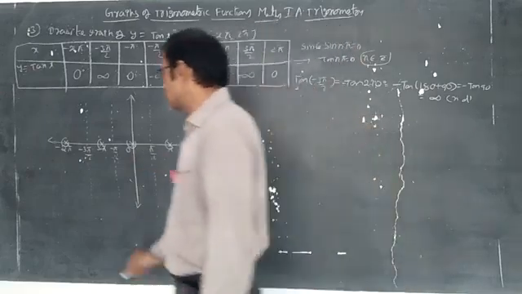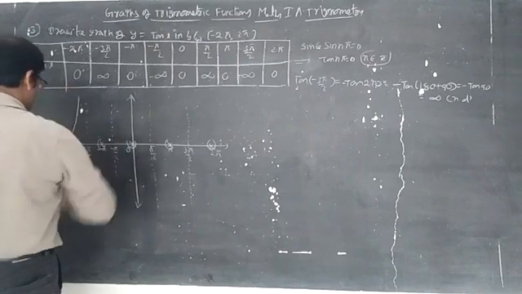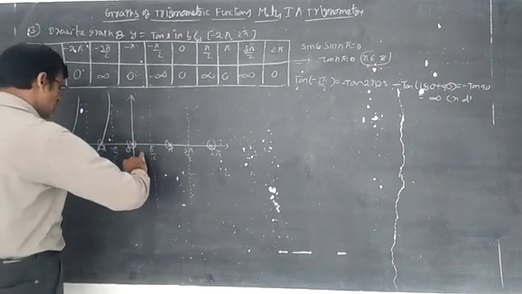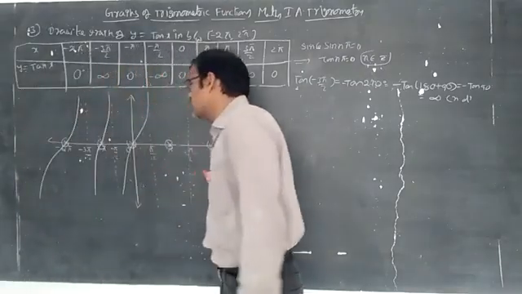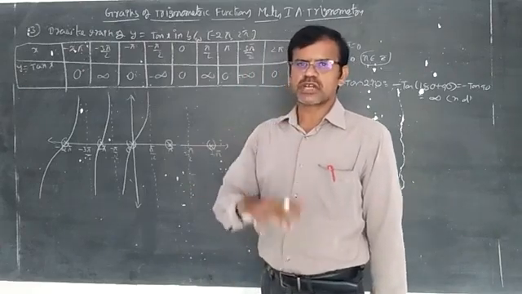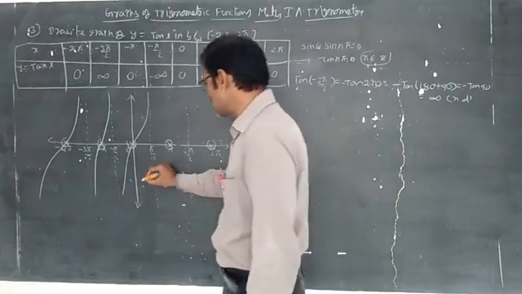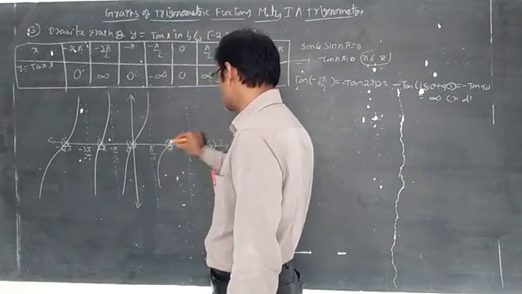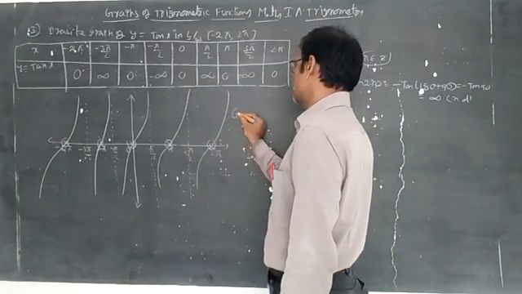So you can write now, since tan x is an increasing function, put the line like this, down to up. Why, sir, are you saying tan x is increasing? So tan 0 value is 0, tan 45 value is 1, tan 90 value is infinity. So it is going upward, so the curve should be in the upward direction. Okay, from here like this, and again like this. This is the graph of tan x.